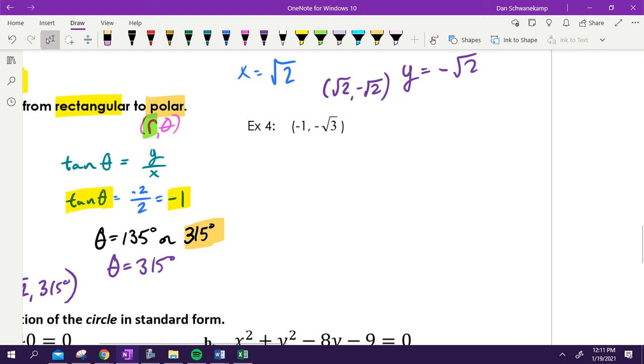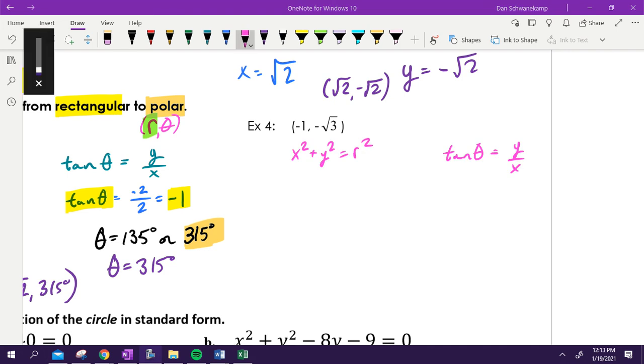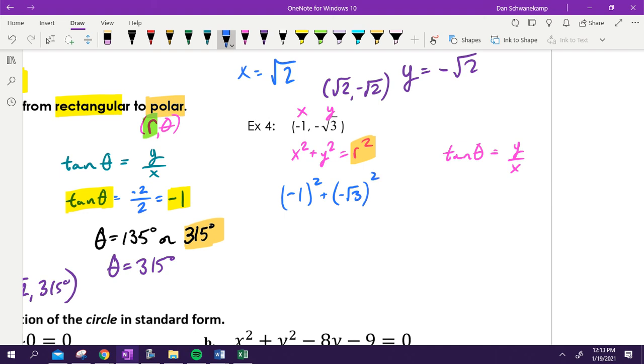Do the other one. Go. Here we go. We are given x and y here. We need to get r and theta. So if I want to get r, I'm doing Pythagorean Theorem. So it is negative 1 squared plus negative square root of 3 squared. Make sure when you square stuff, it goes positive. Somebody on their test the other day didn't do that. It's bad. That's 1. That's 3. 1 plus 3 is 4. I square root that. What's my radius going to be? My r is 2.